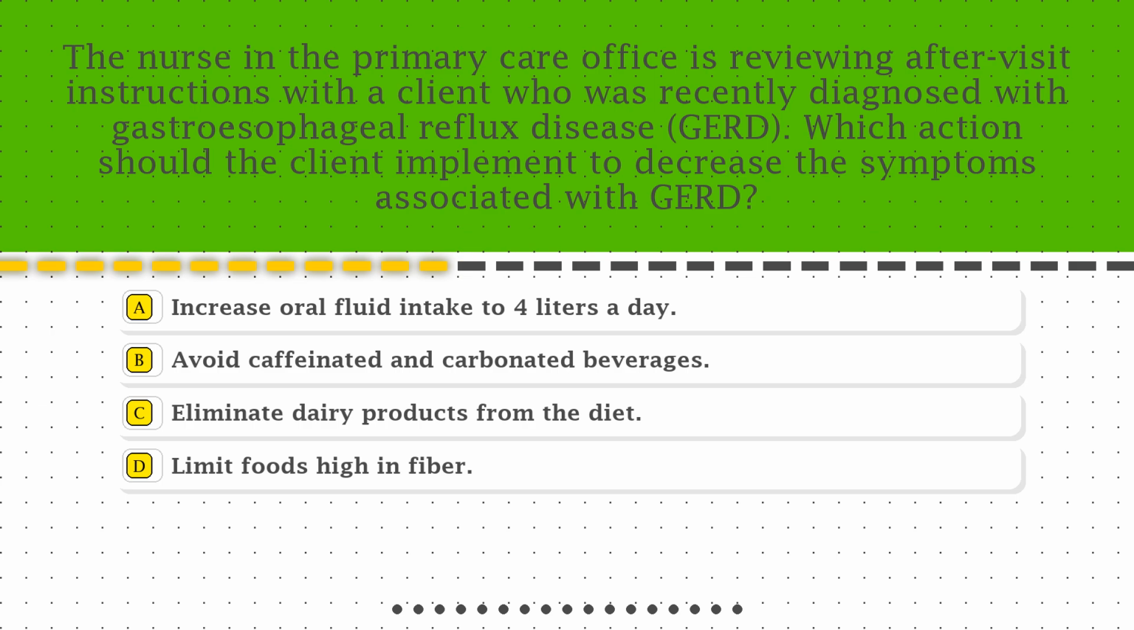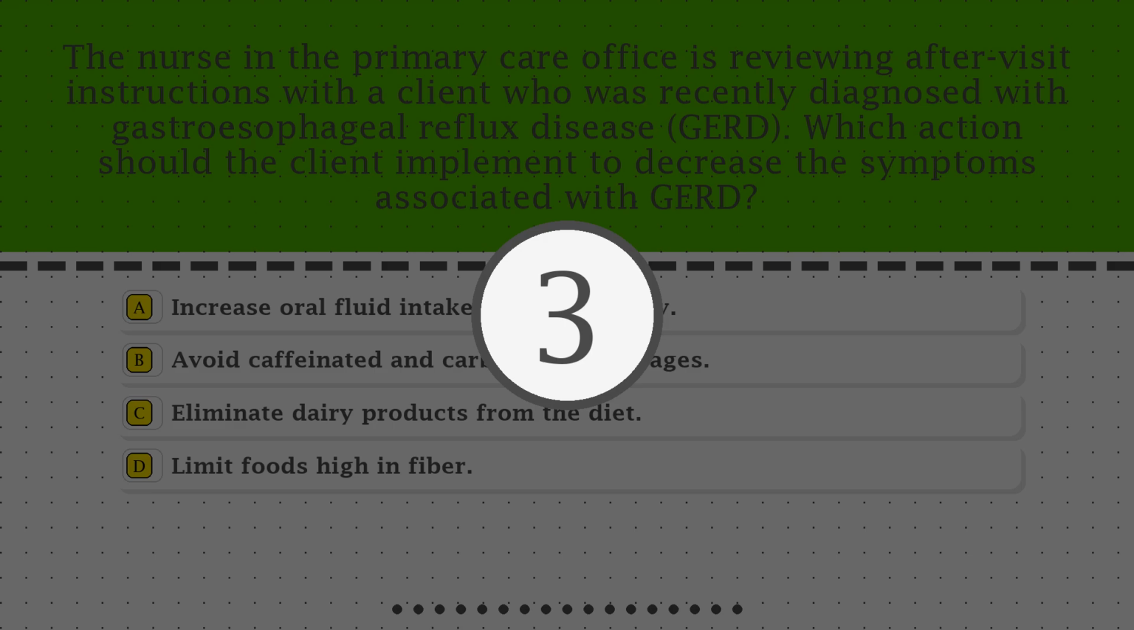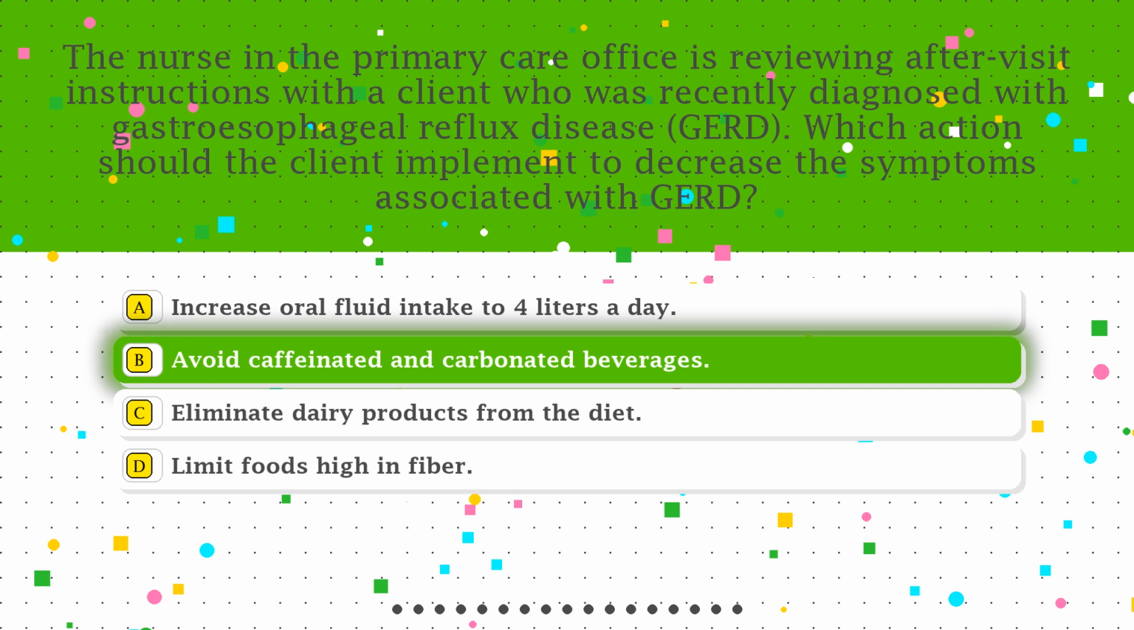Option A. Increase oral fluid intake to 4 liters a day. Option B. Avoid caffeinated and carbonated beverages. Option C. Eliminate dairy products from the diet. Option D. Limit foods high in fiber. The correct answer is option B. Avoid caffeinated and carbonated beverages.